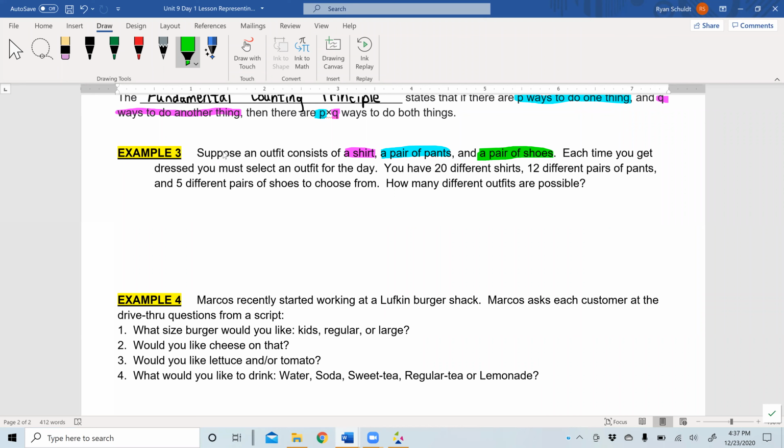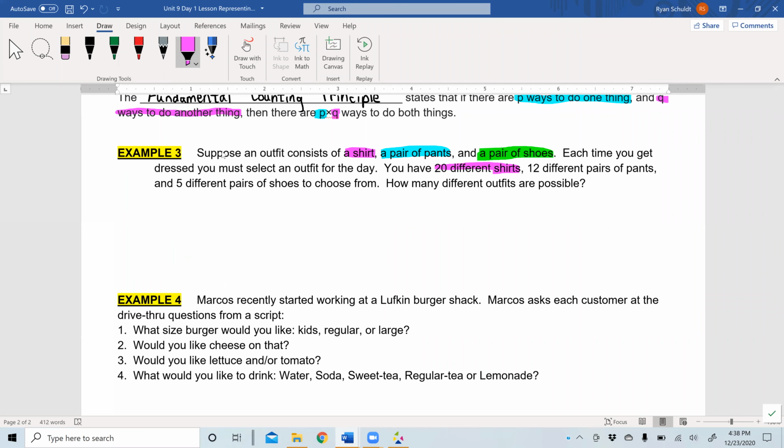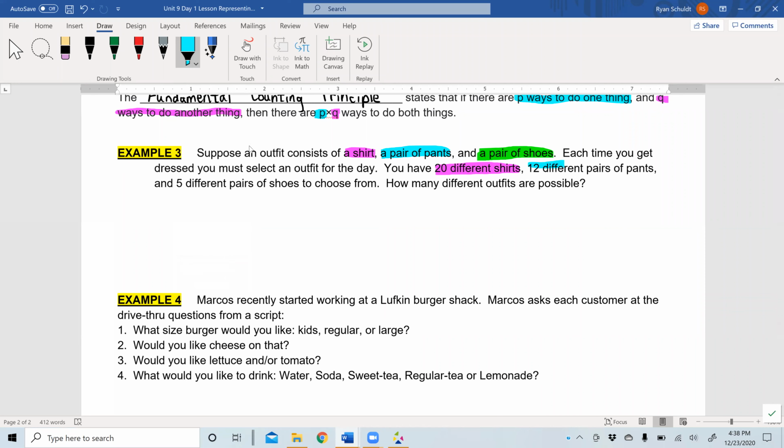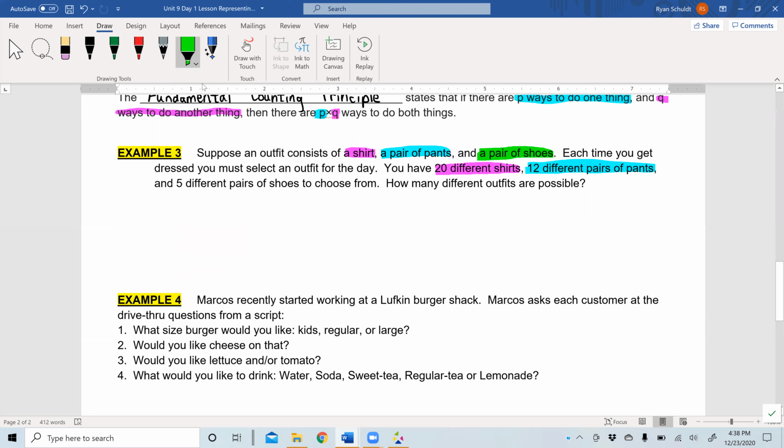Each time you get dressed, you must select an outfit for the day. You have 20 shirts, 12 pairs of pants, and 5 pairs of shoes to choose from. And yes, we're keeping this simple. I realize you gotta wear socks or hopefully you wear drawers of some sort.